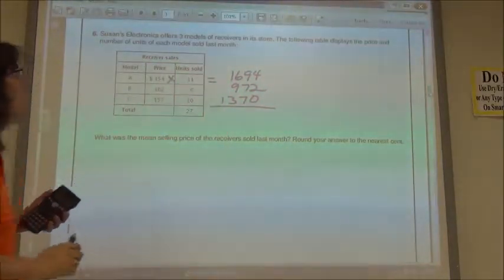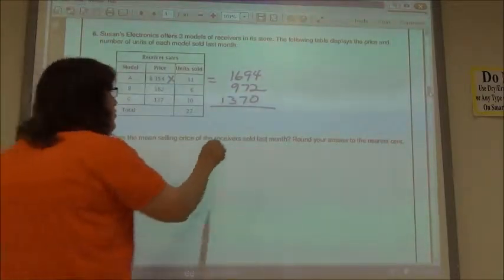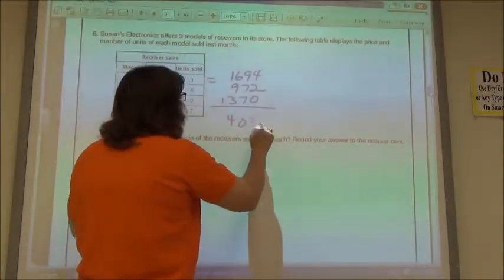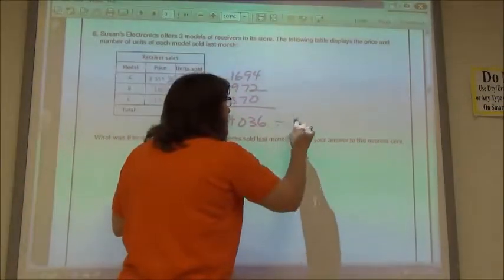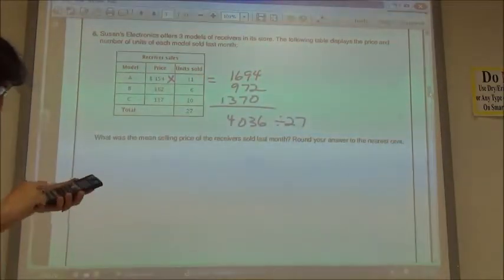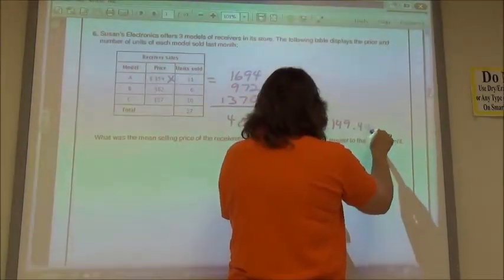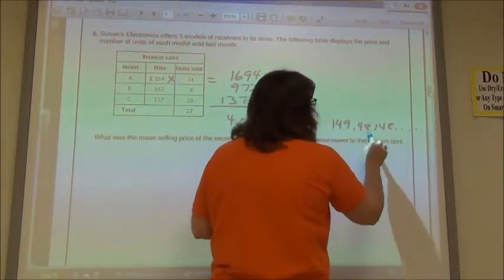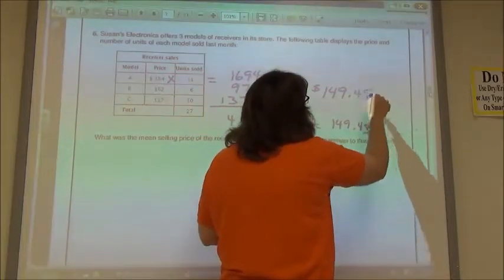$1,370. And so the total amount we made from the receivers, $1,694 plus $972 plus $1,370 was $4,036. I want to know what the average price or the mean selling price of the receivers were. I sold 27 of them. So if I divide by 27, I get 149.48148, rounding to the nearest hundredth, $149, and there's a 1 behind there, so 48 cents.